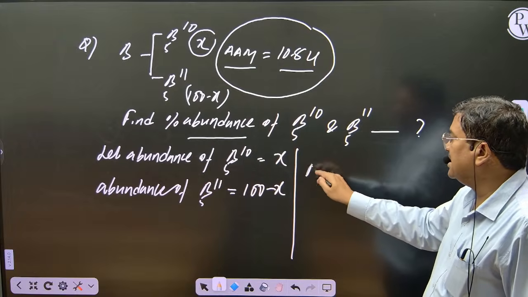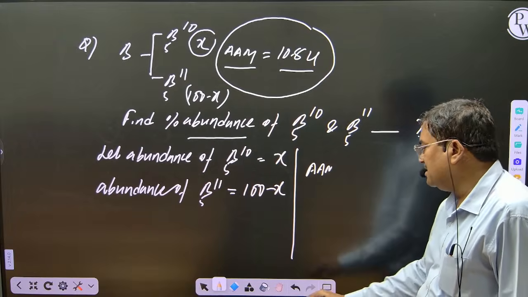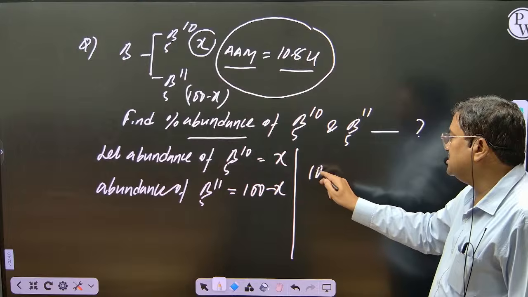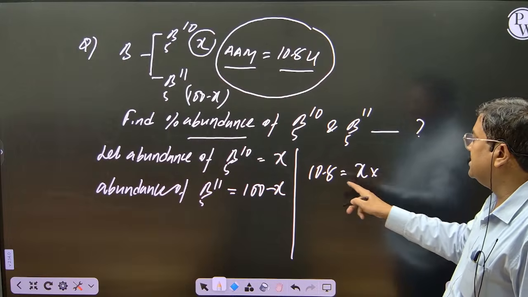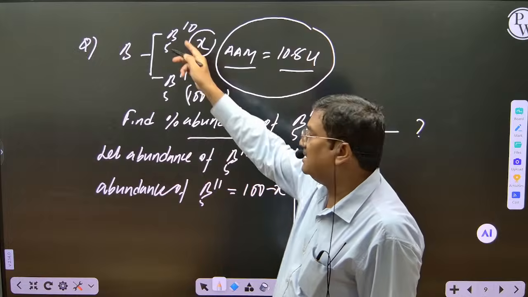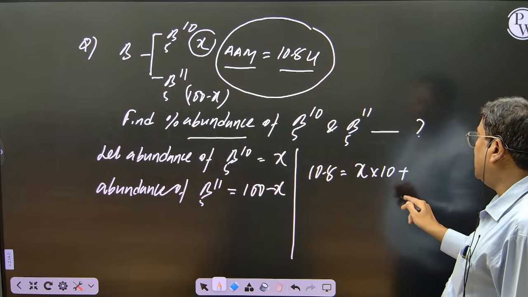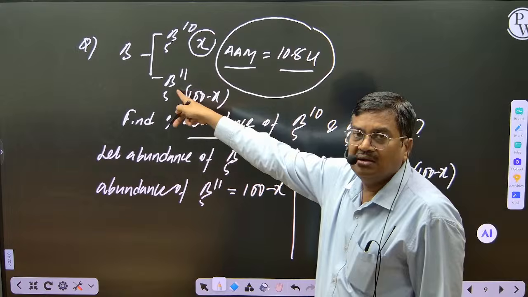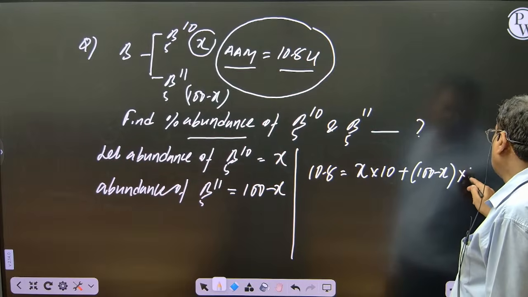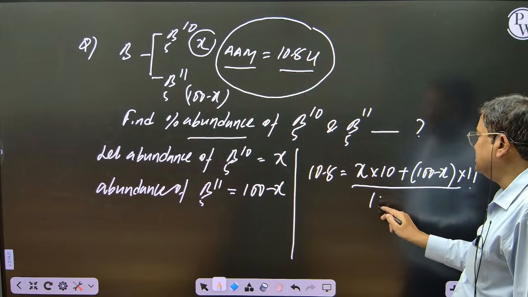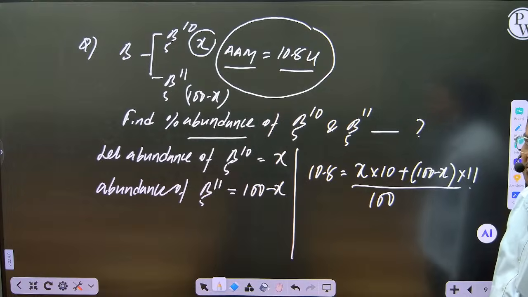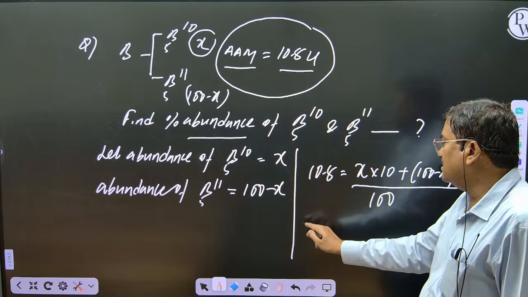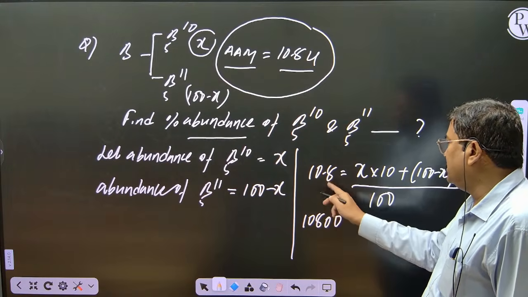Now relate it in the same average atomic mass formula. How much has he given in the problem? 10.8. So this 10.8 equals x multiplied with the atomic mass of B-10, which is 10, x into 10, plus 100 minus x, the abundance of the second element, into 11, by total abundance. Total abundance is how much? 100. Now what do you do? Cross multiply. 100 you bring this side.